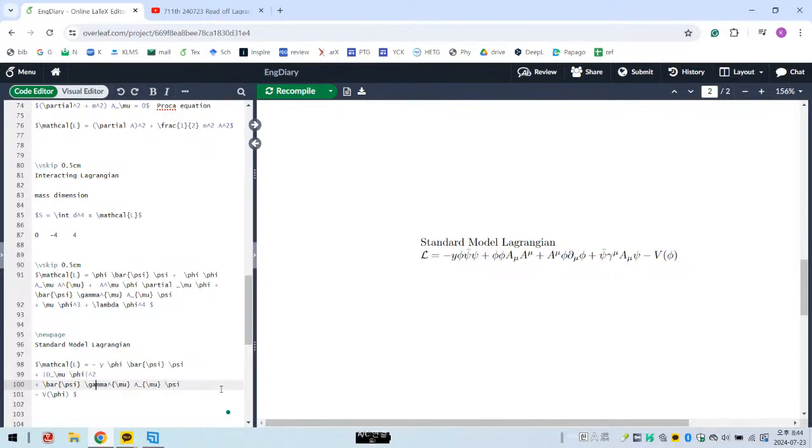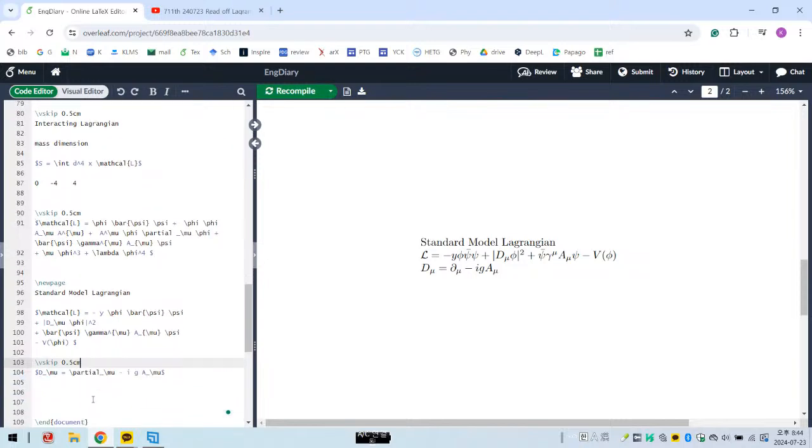These covariant derivatives contain the space-time derivative for the kinetic term and some coupling term with the vector gauge boson. So this is called the covariant derivative. This D mu phi also contains the kinetic term for the scalar field. Similarly, the kinetic term of the spinor field and the interaction between the spinor and the gauge boson can be combined with the covariant derivative.